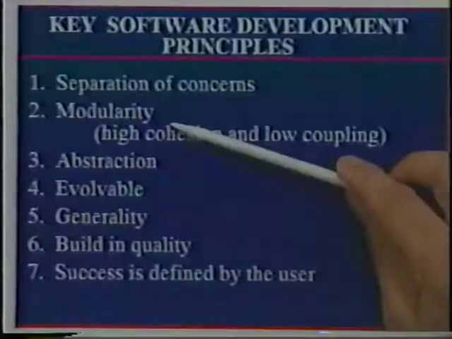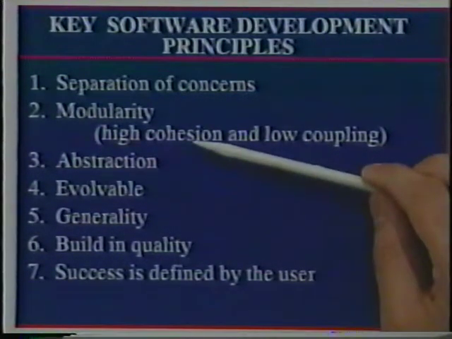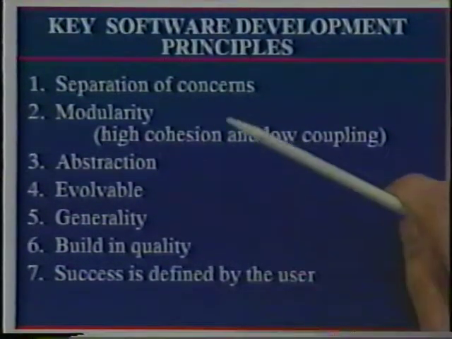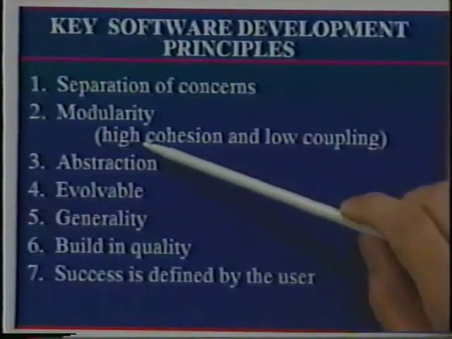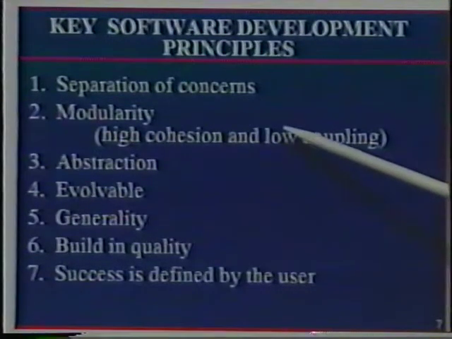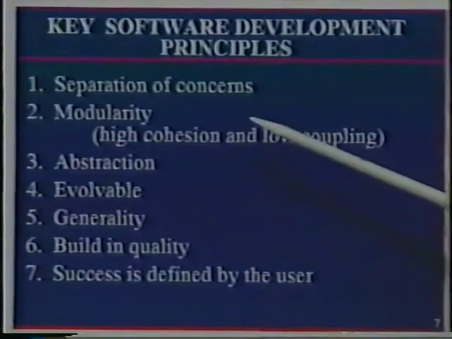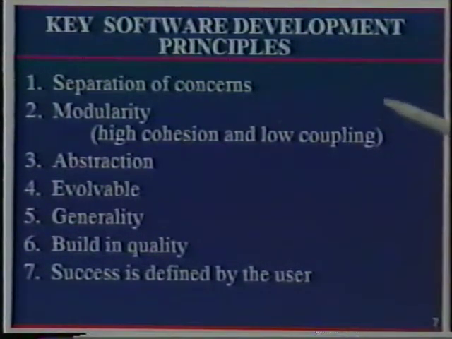And the second aspect is modularity, where you take a complex system and you divide the complex system into a number of pieces called modules. And in these modules, we try to make sure that all the elements are related strongly, so that's called high cohesion. Also, these modules should be loosely coupled, where coupling involves the interdependence of various modules. So we want the modules to be highly cohesive and loosely coupled.